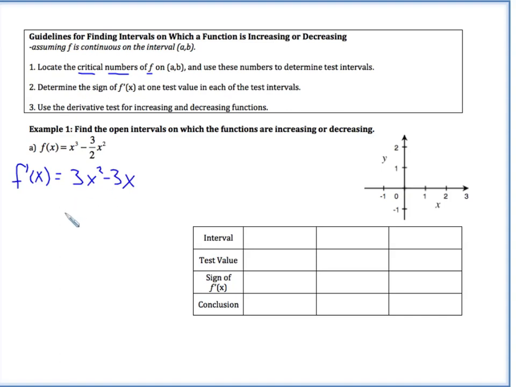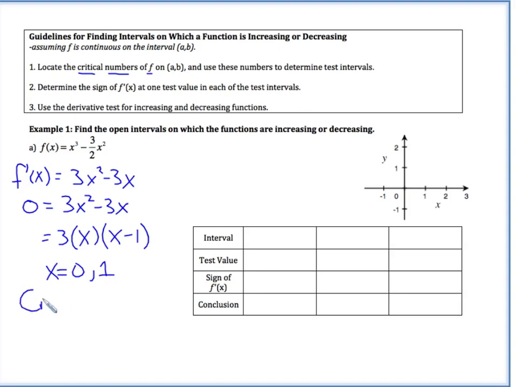Okay. After we find the derivative, we have to set this equal to 0 and solve. Okay, so we can divide everything by 3 here. And if we factored this out, we would get 3 times x minus 1. And so here, x equals 0 or 1, and these are our critical numbers. Okay, so that was step number 1.